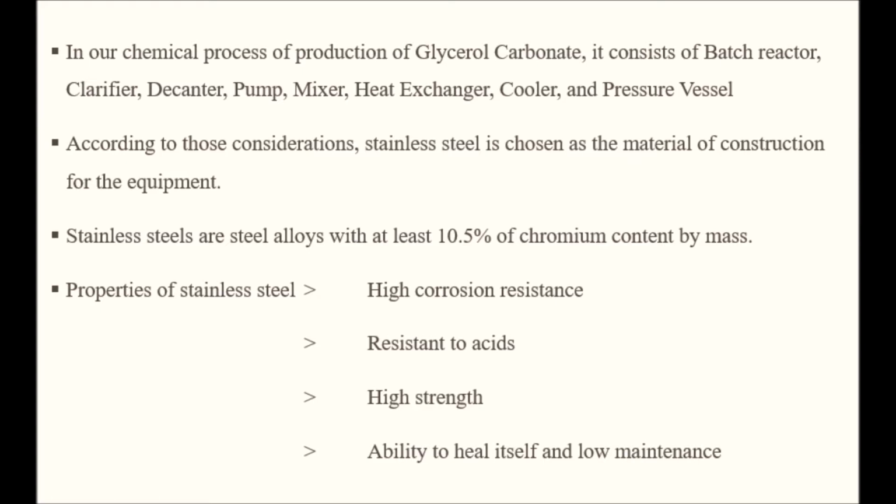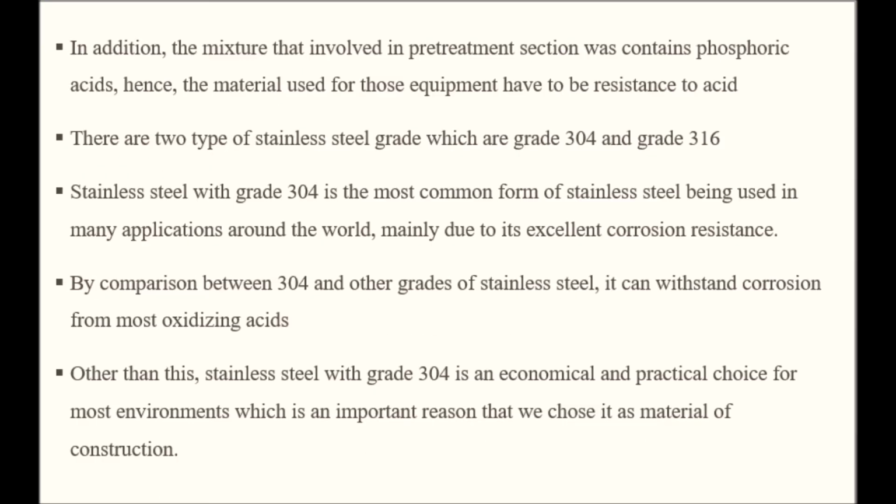According to those considerations, stainless steel is chosen as the material of construction for the equipment. Stainless steel is a steel alloy with at least 10.5% chromium content by mass. The reason we choose stainless steel is that it has high corrosion resistance to acid, high strength, the ability to heal itself, and low maintenance. In addition, the mixture involved in the pretreatment section contains phosphoric acid. Hence, the material used for the equipment has to be resistant to acid.